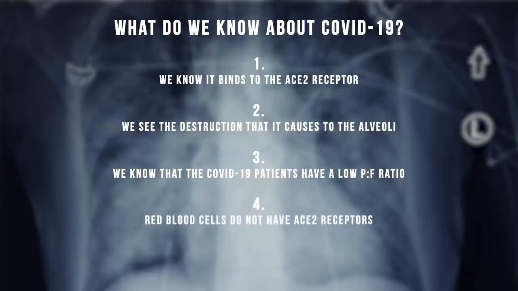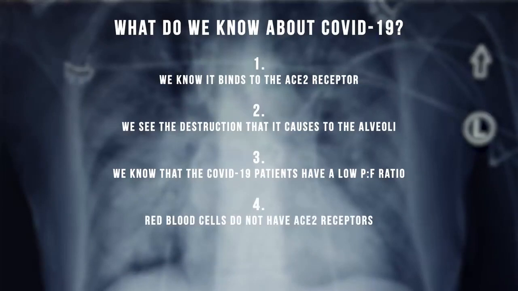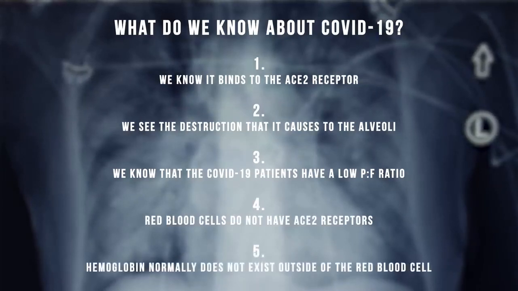Okay, number four, the red blood cell does not have ACE2 receptors located on it, so the virus is not able to invade the red blood cell. Number five, hemoglobin normally does not exist outside of the red blood cell, except when the red blood cell bursts, what we call hemolysis. In COVID-19 patients, we're not seeing any hemolysis. Therefore, there's no way the virus is able to attack hemoglobin, except for perhaps a very tiny bit of hemoglobin that can exist in the alveoli as a result of the alveolar damage from ARDS.